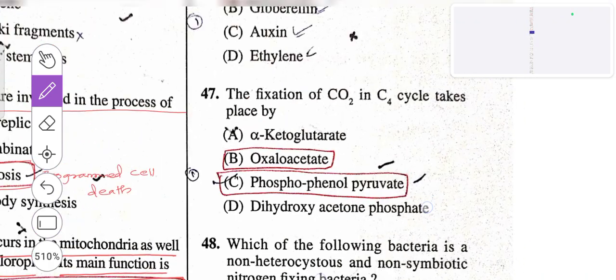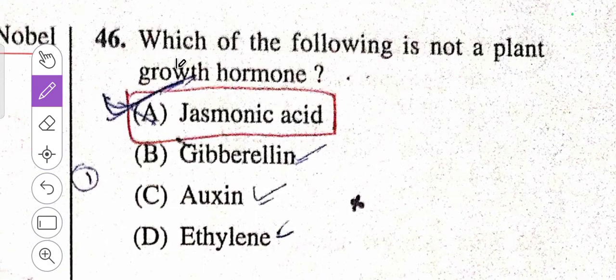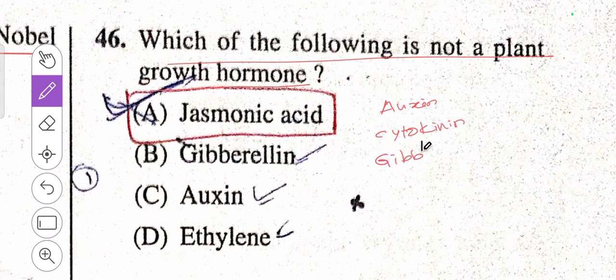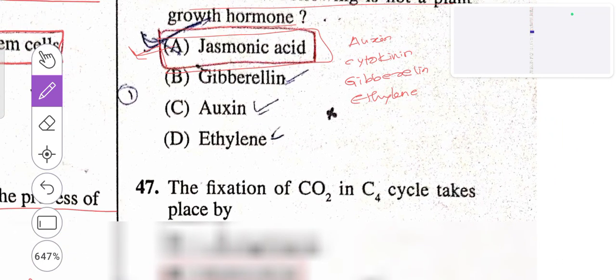Then 46th question, which of the following is not a plant hormone? Here auxin, cytokinin, gibberellin, and ethylene are the four plant growth hormones. So here jasmonic acid is not a growth hormone. So A is the right answer.